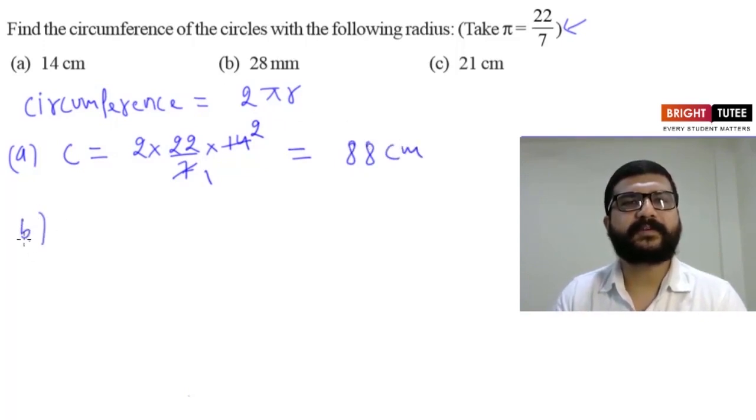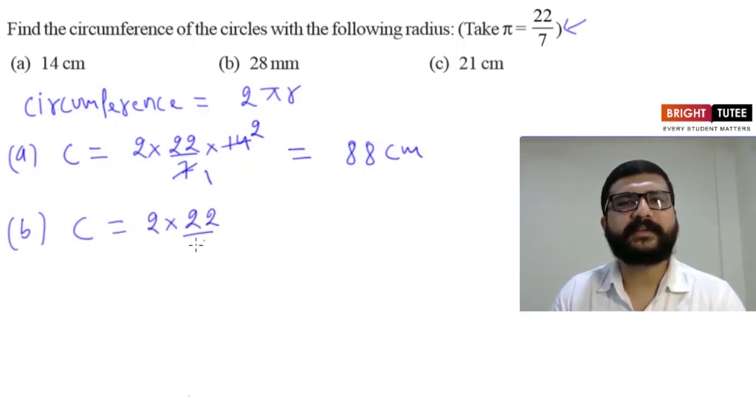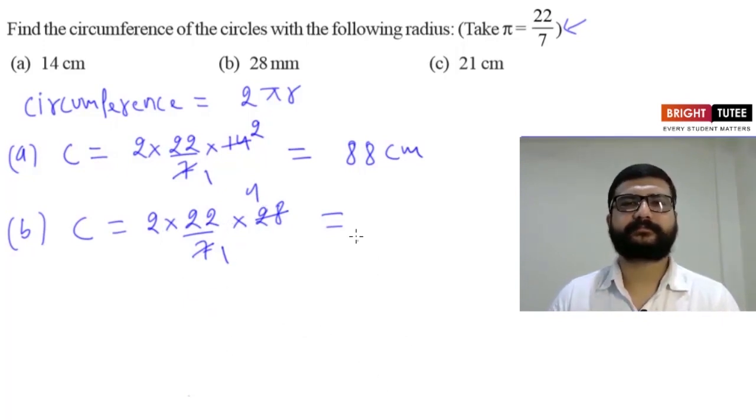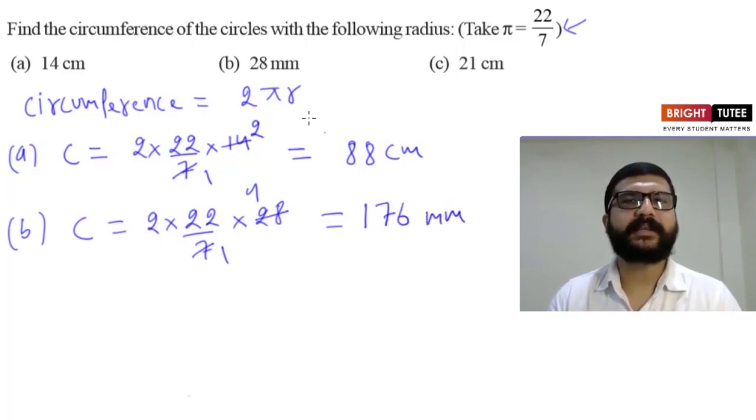Now let's see the B part of the question. In this case, circumference will be equal to 2 into 22 upon 7, that is 2 into pi into r, and r is 28 mm. So it will be 28 here. Now 7 ones are 7, 7 fours are 28. Now let's multiply it. 2 into 22, it is 44. Now 44 into 4, we will get 176. Now what will be the unit of this? It will be mm only, because the radius was given in mm.